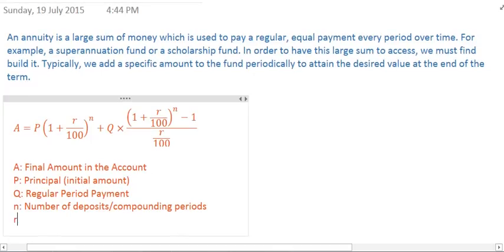And R, that's your interest rate. I'll be more specific, it's your periodic interest rate. So again, if the payments and interest are being compounded monthly, we'll take whatever rate you get for the year, divide it by 12. Generally, when we've got these types of questions, the rate at which you're depositing and the frequency of the compounding periods will be the same.